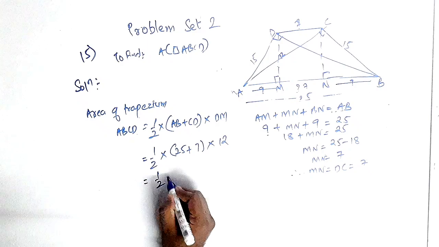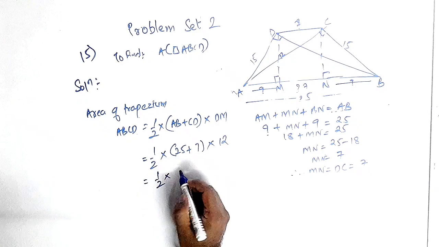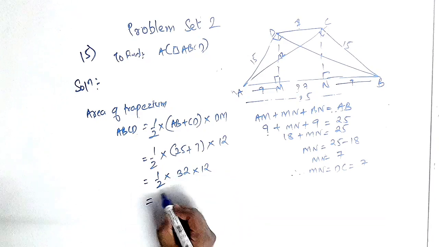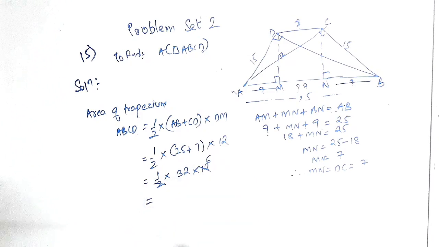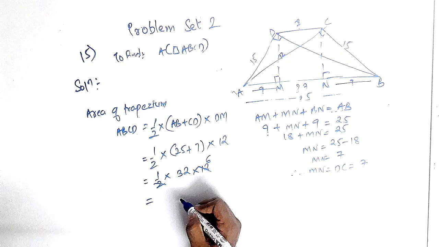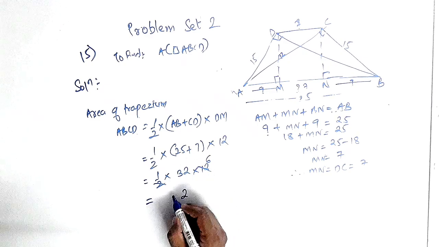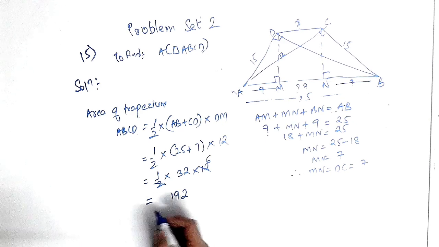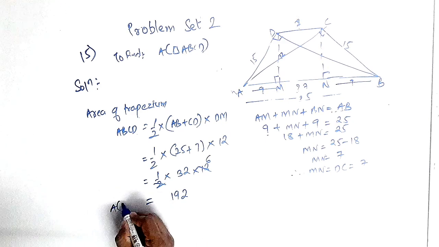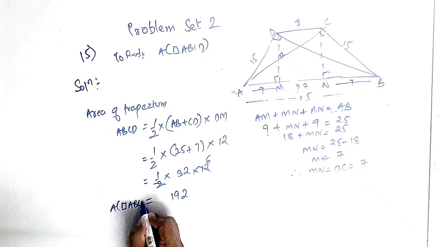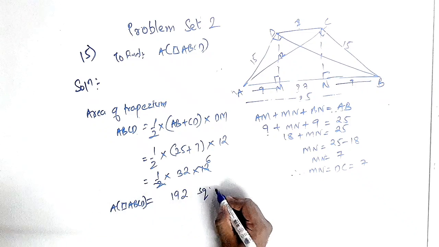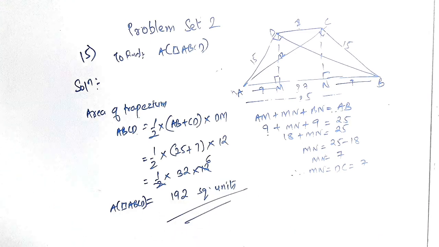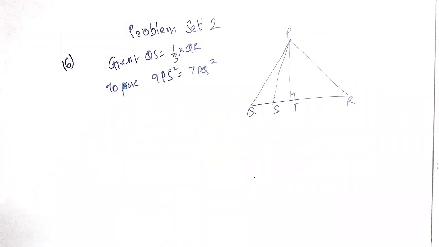Okay, now so we have to do the bracket first. 25 plus 7 is 32 into 12. Okay, 2 ones are 2, 6 are 32. 6 times is 6 2s are 12, 1 6 3s are 18, plus this is 192. So we will write area of quadrilateral ABCD equals to 192 what? Square units. Okay, so this is your final answer.